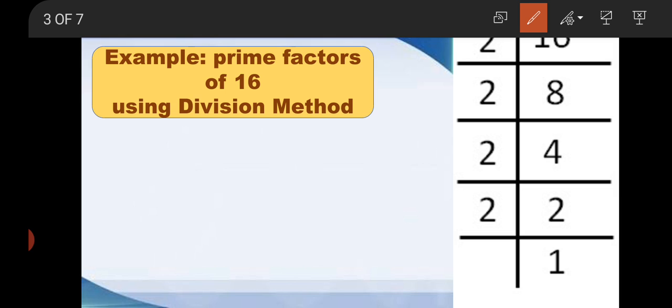As we all know, 2 8s are 16. So it means 2 is a factor of 16. As 16 is a multiple of 2, so 2 is a factor of 16.